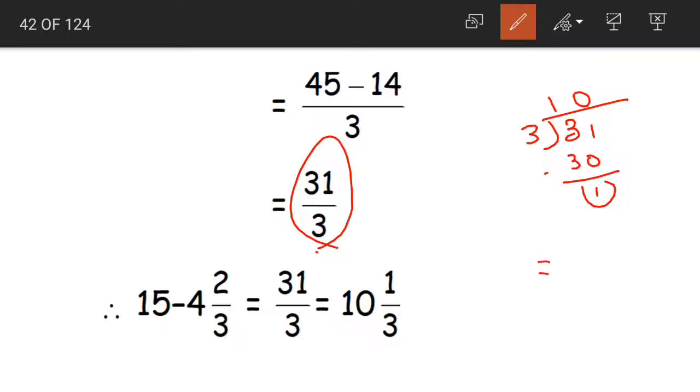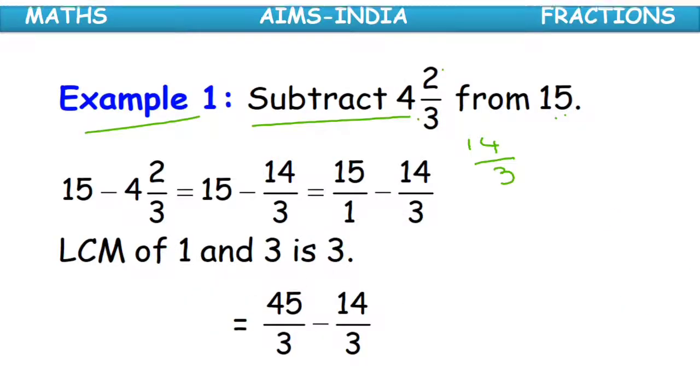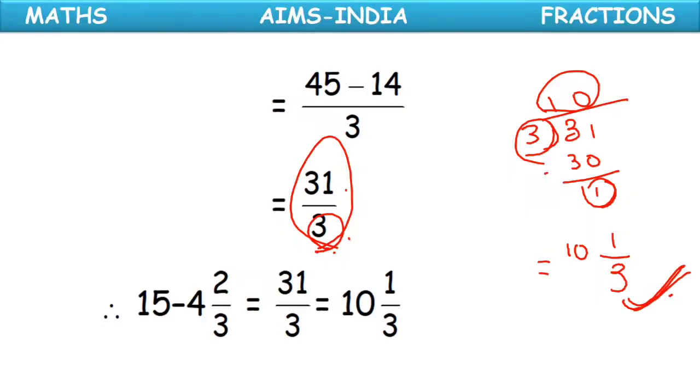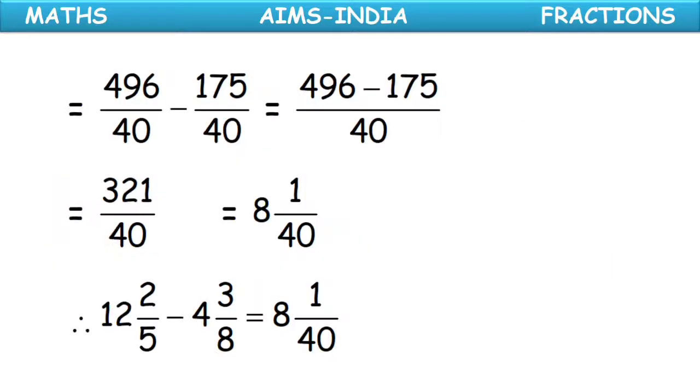How to write it, children? As I have said in the previous class as well, 3 is the denominator. So keep 3 as the denominator here also. And then the quotient becomes the whole number. The remainder becomes the numerator. So 31 by 3 is equal to 10 1 by 3. Now lastly, what should you write? We should write this. 15 minus 4 2 by 3 is equal to 10 1 by 3. This is our final answer. Yes, so it is equal to 31 by 3, that is nothing but our 10 1 by 3.